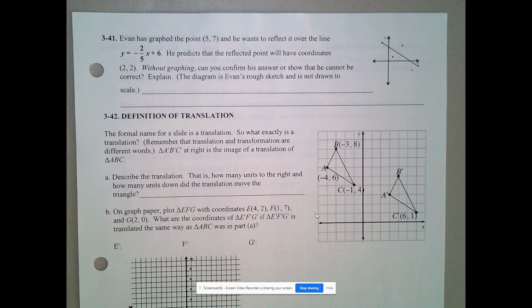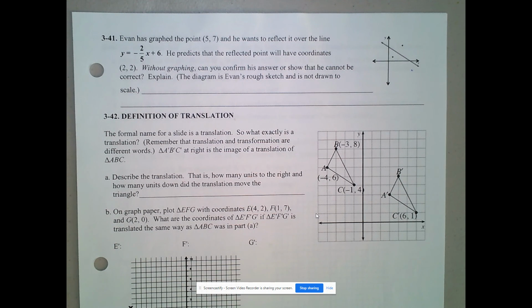Evan has graphed the point (5, 7), and he wants to reflect it over the line y equals negative 2/5 x plus 6. He predicts that the reflected point will have coordinates (2, 2). Without graphing, can you confirm his answer or show that he cannot be correct?